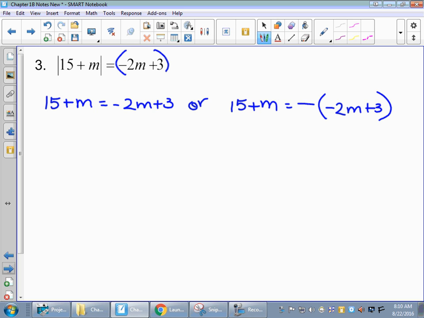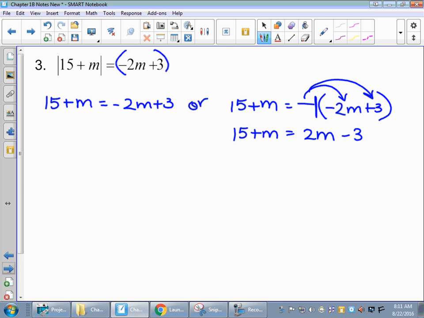A lot of times people will just change that opposite sign out in front of the 2m, but really you have to change the opposite of everything. It's the opposite of the entire number. So by putting parentheses around it, I can treat this as a negative 1, and I distribute that negative through the entire quantity. Anytime you have a negative quantity, you have to apply the negative to every number inside that quantity. So just to clean up this side, 15 plus m is equal to positive 2m. Everybody gets the positive 2m right, but that positive 3 turns into a negative 3. Big difference there. So I'm going to go ahead and solve.